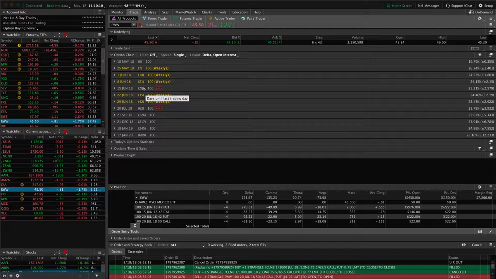Once it starts getting under that 21 days to expiration, then we will roll that out to July or just close it out, depending on where price and profits are at that point.